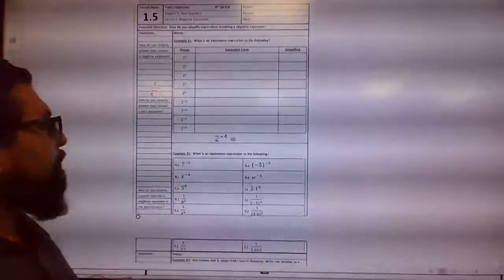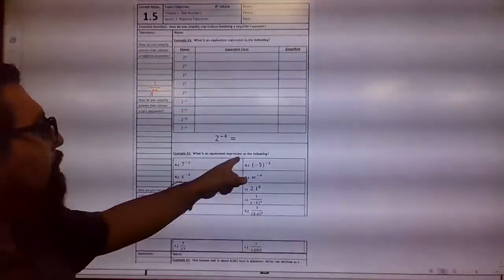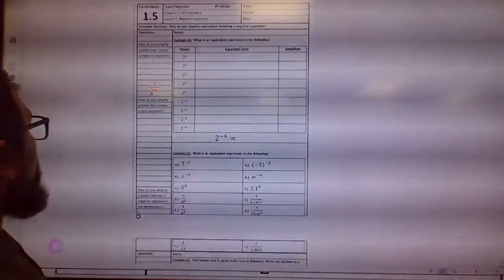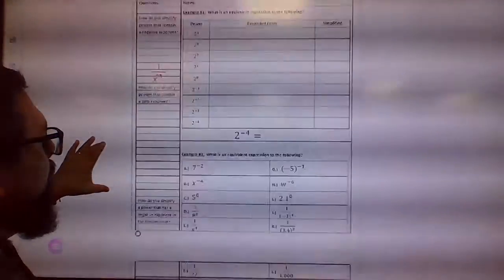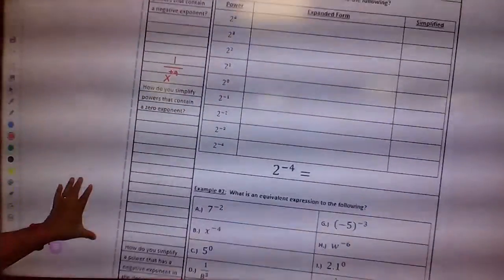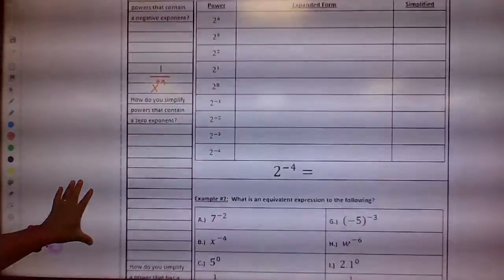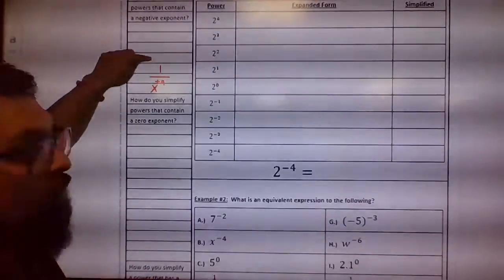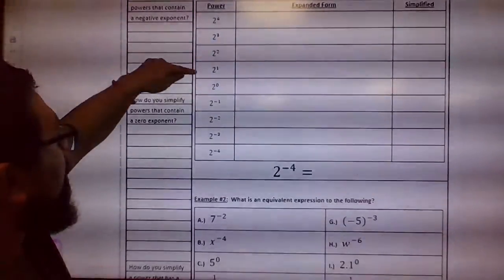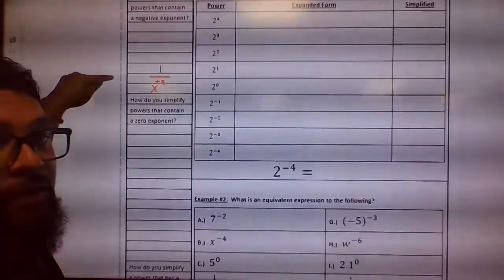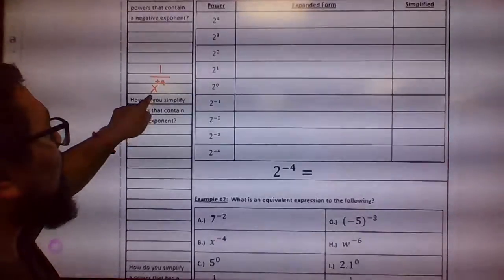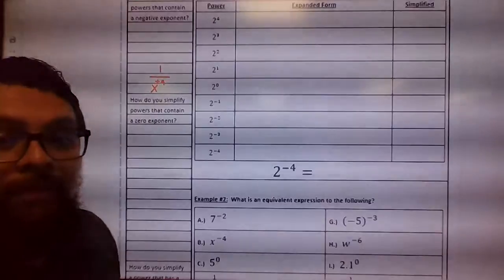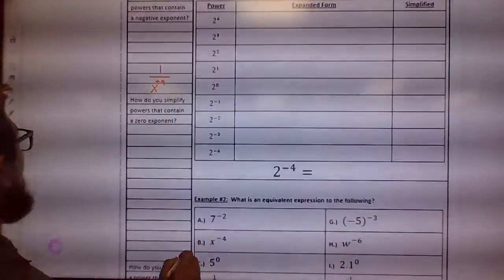All right, so what is an equivalent expression to the following? So 7 to the negative 2. Number 1, 7 to the negative 2. So if we remember from earlier, the way they changed this one is you put a 1 on the numerator, you put a fraction bar, and then you put whatever the base is, whatever the exponent is, you put it as a positive. So here we go. So let's go ahead and do the letter A.